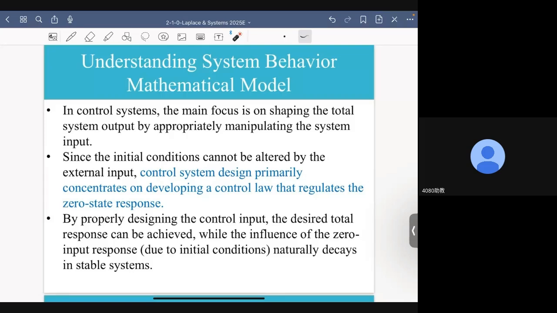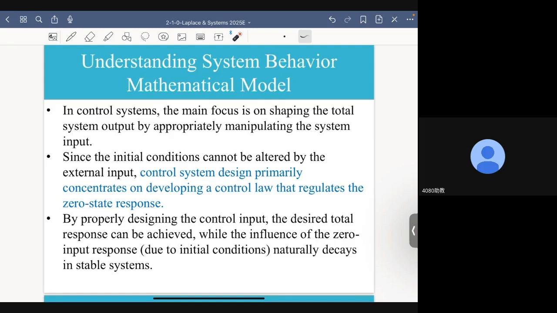Let's say you want to control a car, okay? What you can do is press the pedal to accelerate or hit the brake to decelerate the car. But the velocity of a car depends on two factors. The first factor is, of course, how you operate the car. But the second factor is, right before you take control of the car, what is the location? What is the velocity? What is the speed of the car? Okay? And those are the pre-existing conditions.